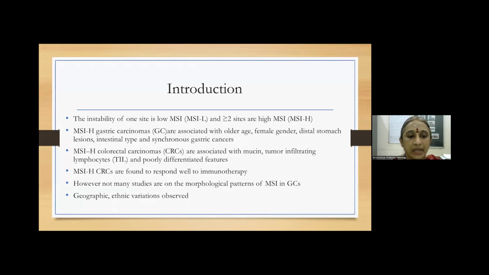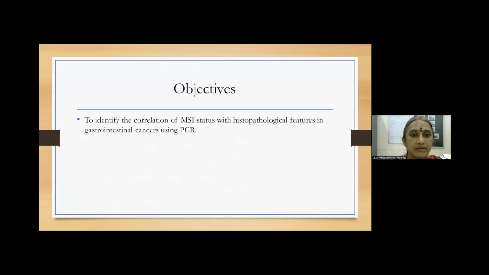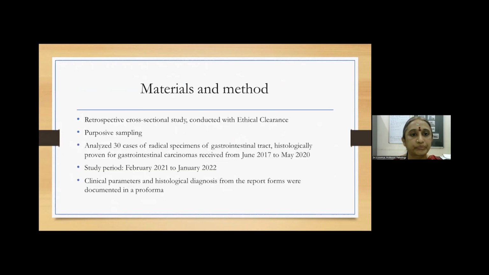However, many studies are not done on the morphological patterns of gastric carcinoma in association with microsatellite instability status. Also, there are many geographic and ethnic variations observed in these patterns. In this background, we have started this study to identify the correlation of microsatellite instability status with the histopathological features in gastrointestinal cancers using polymerase chain reaction.